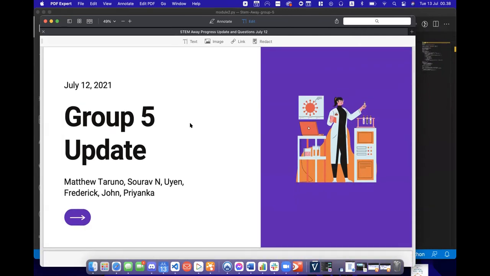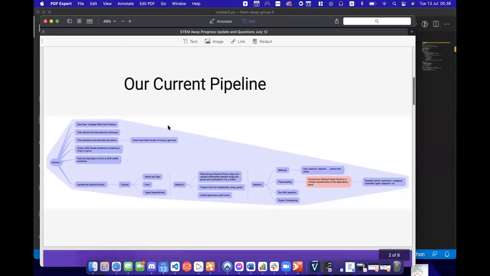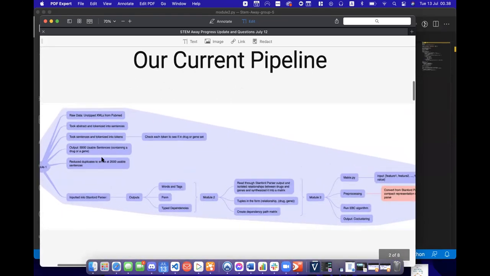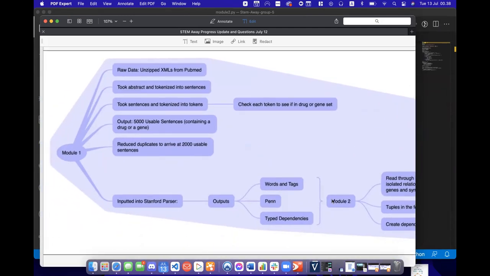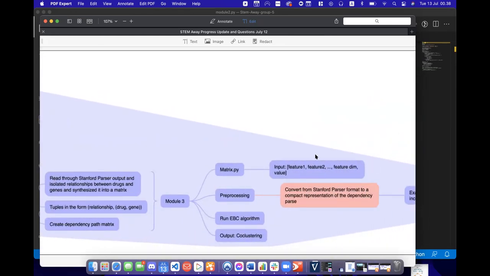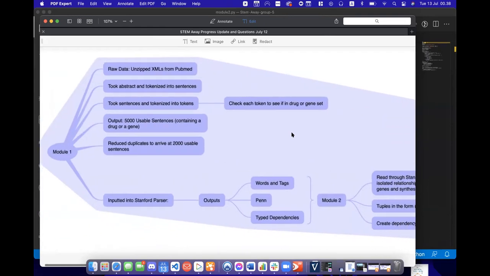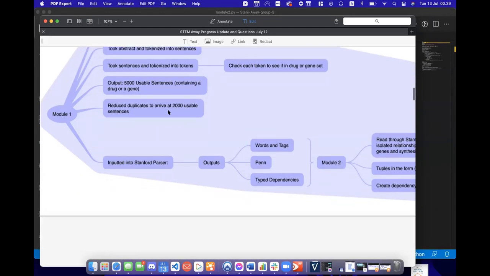I just want to present our pipeline for our group. It might be slightly differing, but for the most part, it's very similar to what the other group did. We finished 3 modules so far, but we're having issues in the 3rd module, which I highlighted in red over here. We took the raw data, and then we removed duplicates after we got the usable sentences, after we matched it with PubMed. And we got 2,000 usable sentences.